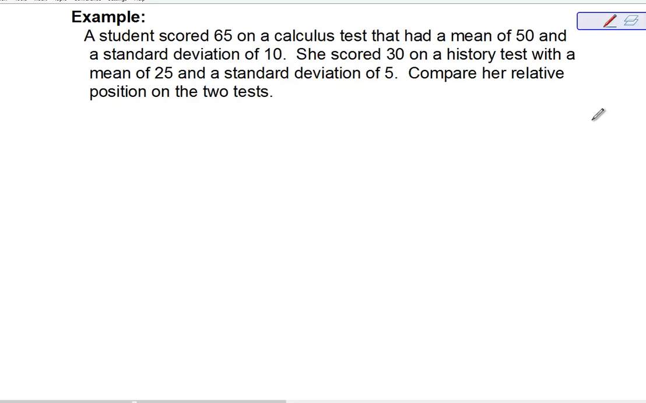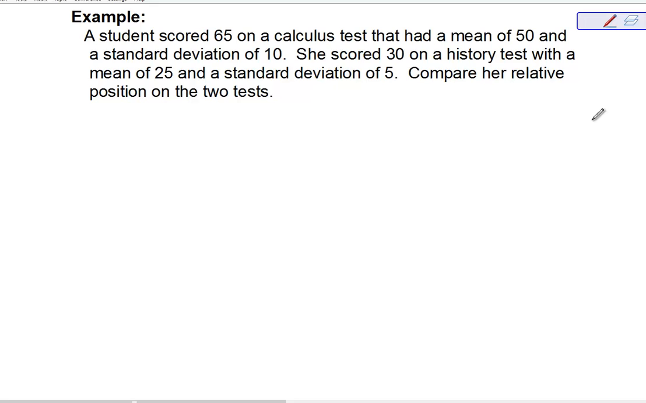Okay, just looking at these, it looks like she did better in the calculus than she did in the history, simply because it's a higher score. But we always want to check things like that, because the relative position may not be the same. We also have to think about whether they were looking at a 100-point scale, or was the 30 on the history test only out of a 50-point scale? Things of that nature. And so we want to look at those means and the standard deviations so that we can compare, did she do better than the rest of her class in the calculus or in the history class?